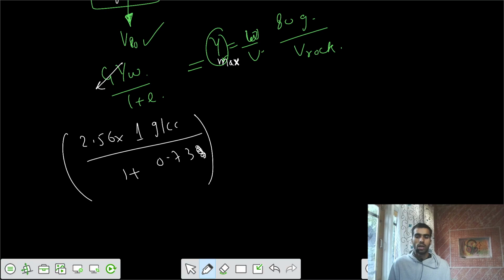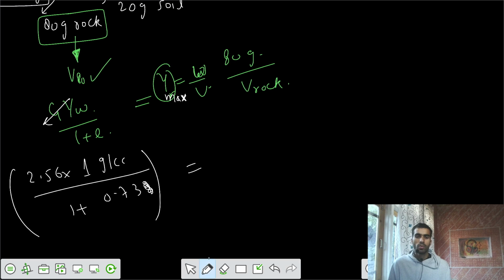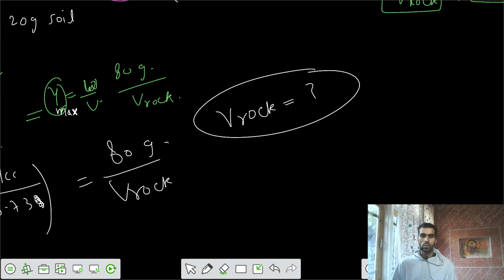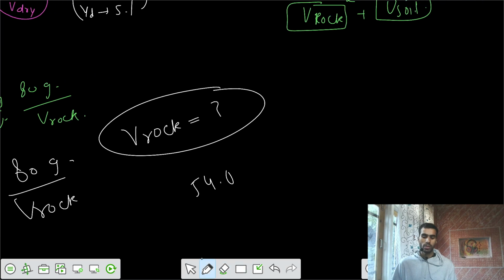So this is the density for your rock, and that equals 80 grams divided by the volume of the rock. So we get the volume of the rock. Let me calculate that. We have 2.56 divided by 1.73. That is 1.4798. Finally, I have to divide 80 by that answer, so your volume is 54.0625.